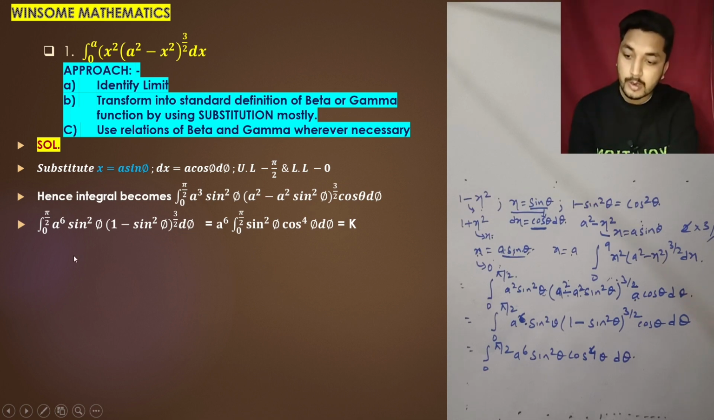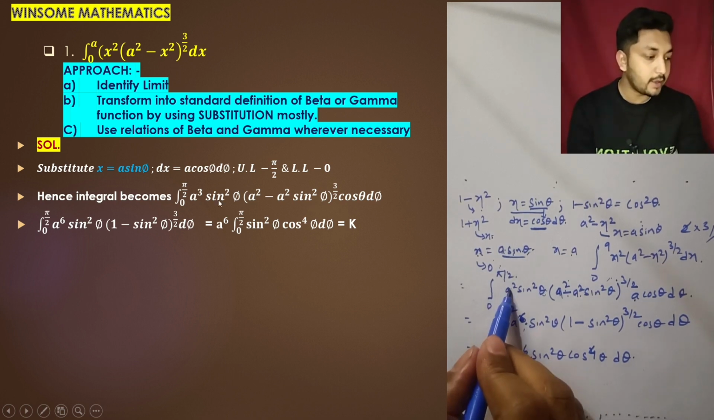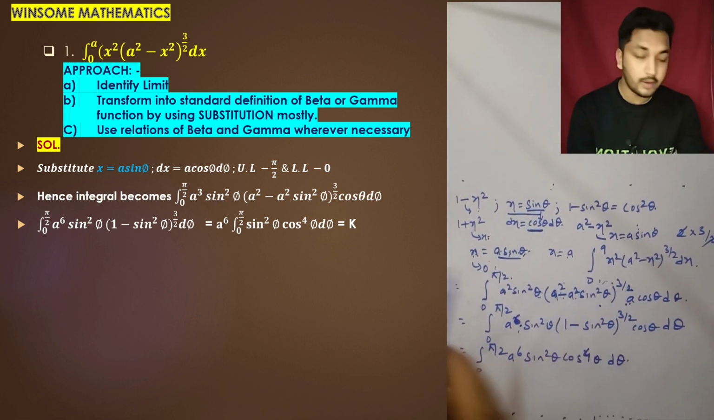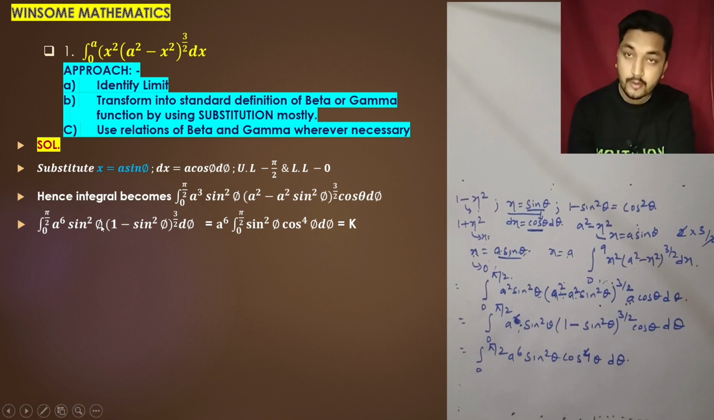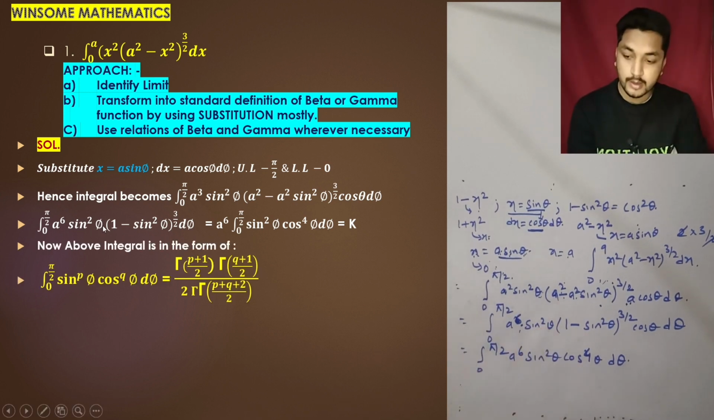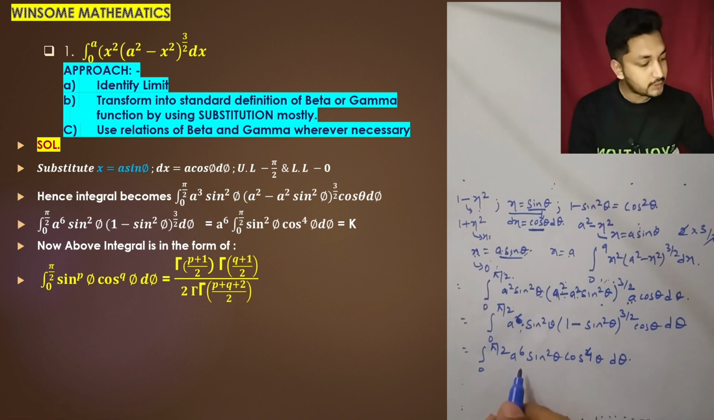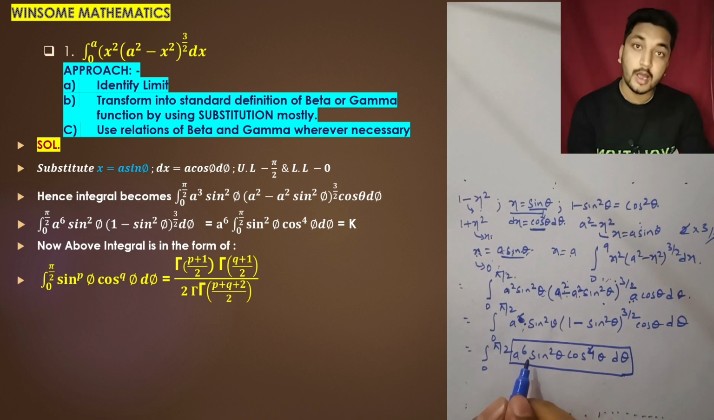0 to pi by 2, a to the power 6. How? Because this is simple: a to the power 6, a square, a cube and a cube from here. Clear? And sine square phi, and 1 minus sine square phi, and 3 by 2. Clear. So this is clear, and we will assume it k, anything you can assume. So now just identify which is the form. I already told you, that's why the concept is important.